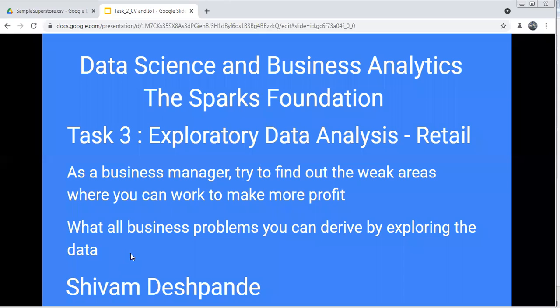Now let's look at the problem statement. As a business manager, try to find out the weak areas where you can work to make more profit, and what all business problems you can derive by exploring the data.